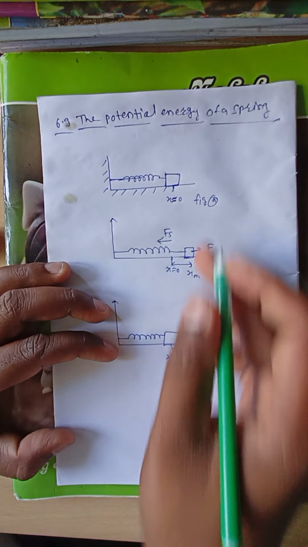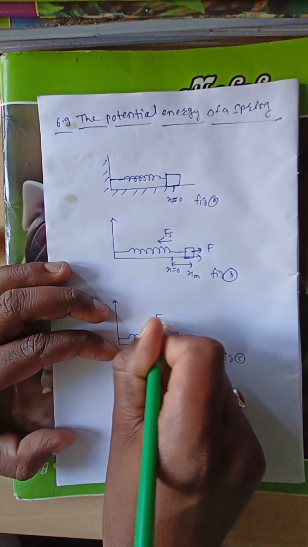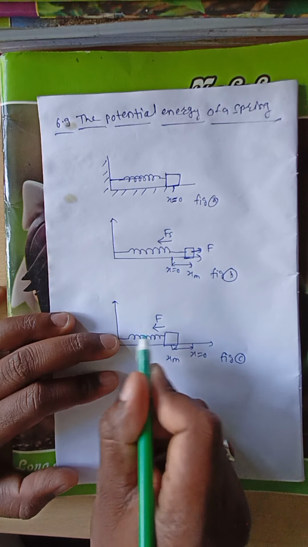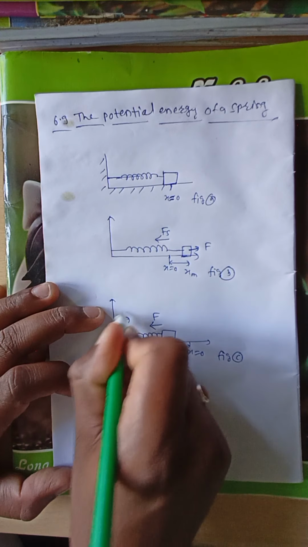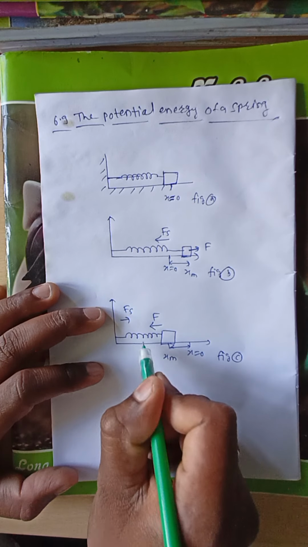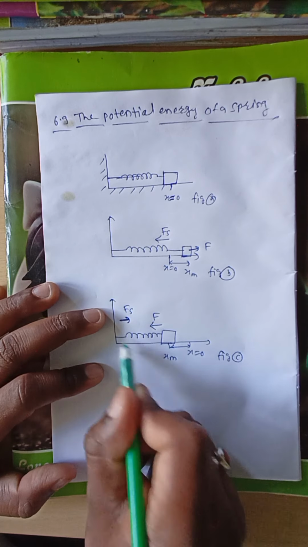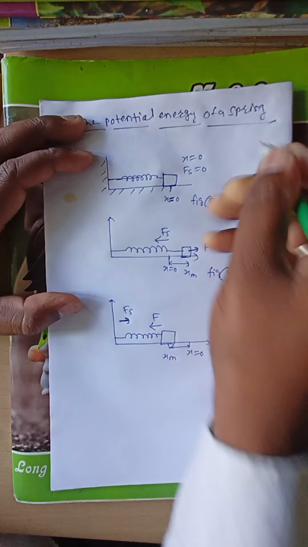Now similarly, when you compress that block, the applied force direction is this. Then inside that spring some force is generated, and that force is called the spring force, and the direction of the spring force is this direction. When you compress, the applied force direction is this. Inside the spring some opposing force is generated, known as the spring force, and its direction is this. In that case, when x is equal to 0, the spring force is equal to 0.